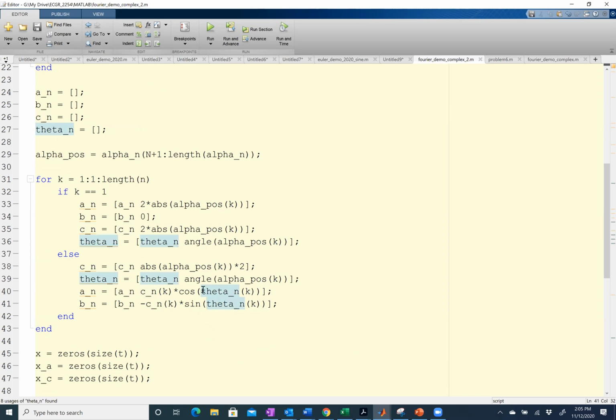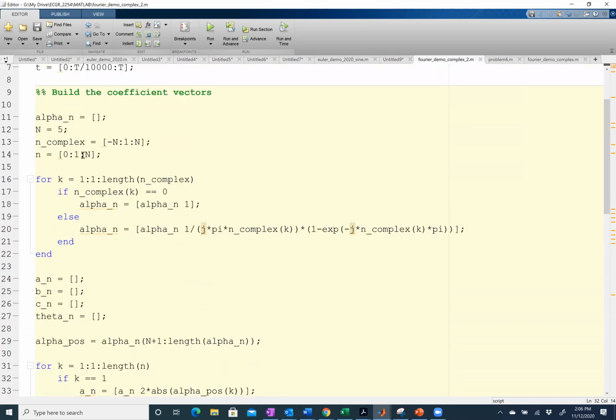Now notice here, I have a setup where when k equals 1, I do something different than if k is something different. Let's look at what I've done here. For k equal to 1 to length of n, where's my n vector? Let's find that. What's different about n complex and n here?